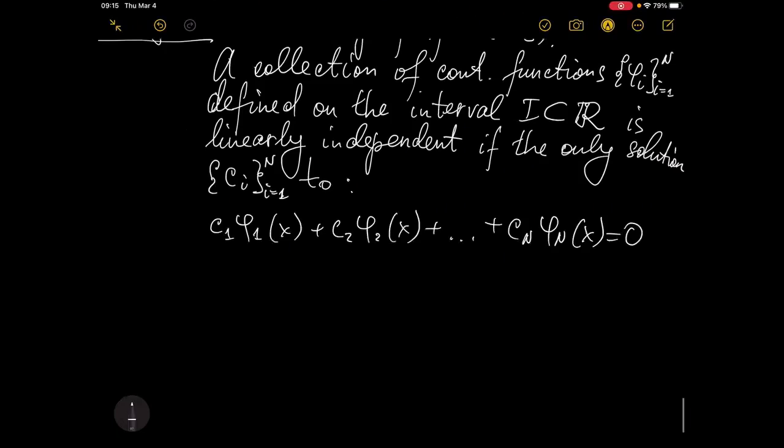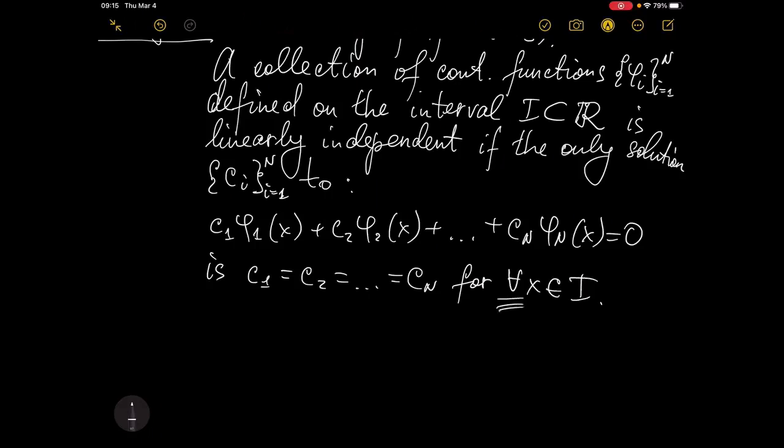is c1 equals c2 equals, and so on, cn equals 0, for any x belonging to our interval. So pay attention, this is any, or all x's, if you like, belonging to the interval. Which means that our c vector consisting of these entries is the 0 vector. Okay, I will stop here.